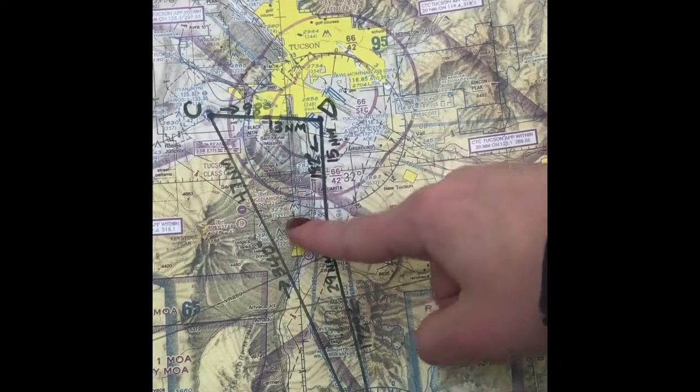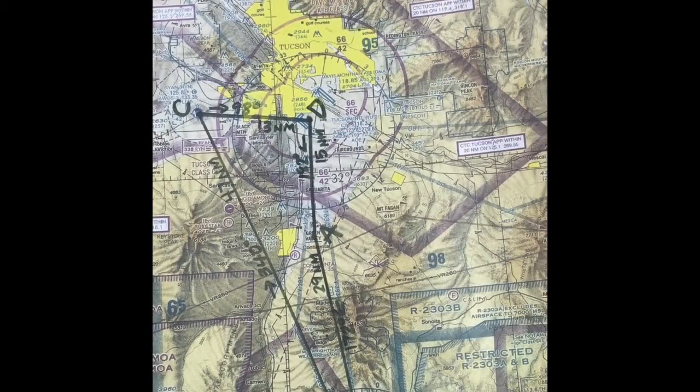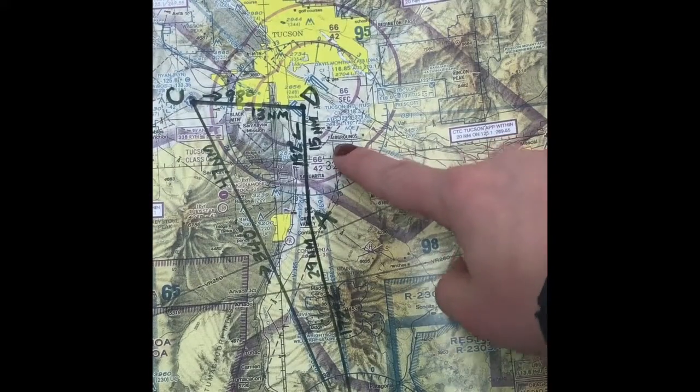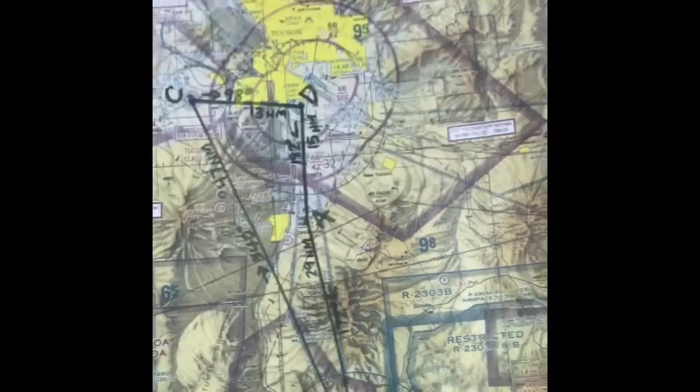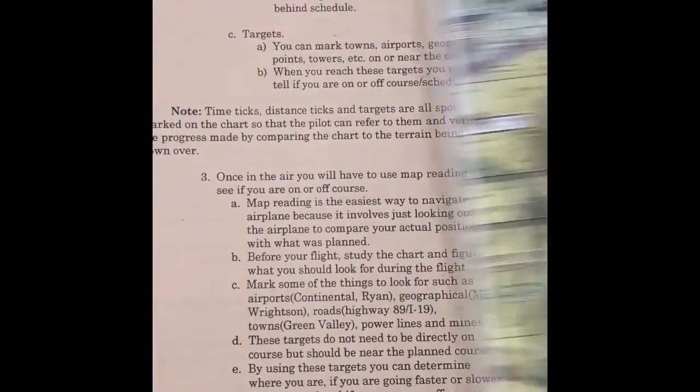Also, you might want to look at some other of the little bits of writing to see what else is around. Same going in the other directions as well. If you notice right here, it says that there should be some fairgrounds. You should be able to see that from the sky.